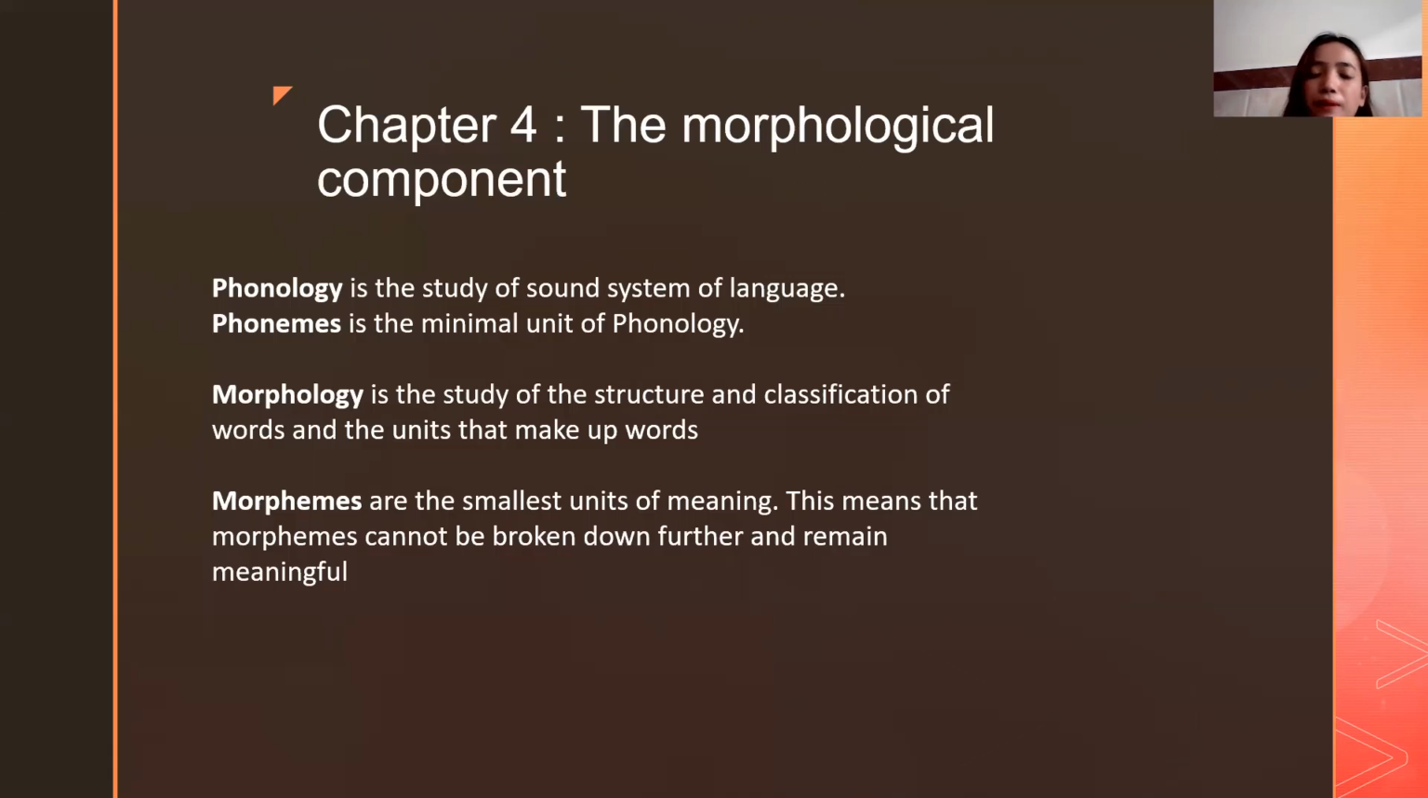So let's talk about chapter 4, the morphological component. What is phonology? Phonology is the study of the sound system of a language. The phoneme is the minimal unit of phonology. Morphology is the study of the structure and classification of words and the units that make up words. Morphemes are the smallest units of meaning. This means that a morpheme cannot be broken down further and remain meaningful.